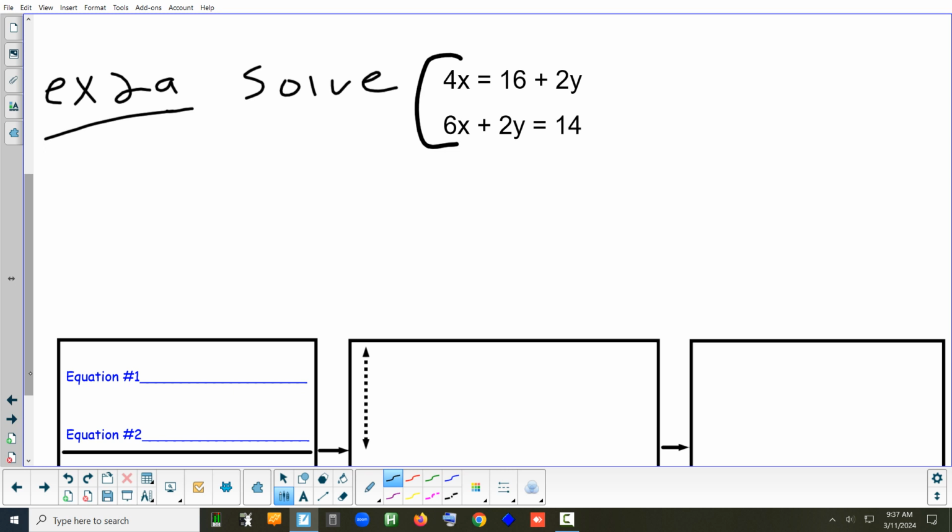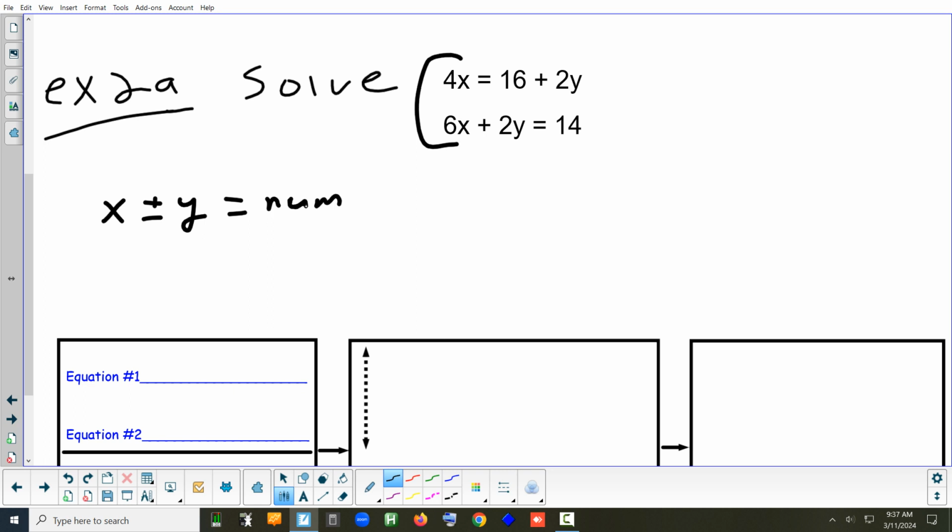What always comes first? The x. The x, yep. And what's going to always come right after the x? Plus or minus. Could be a plus or a minus. Then a y. And then it equals, and then a number.